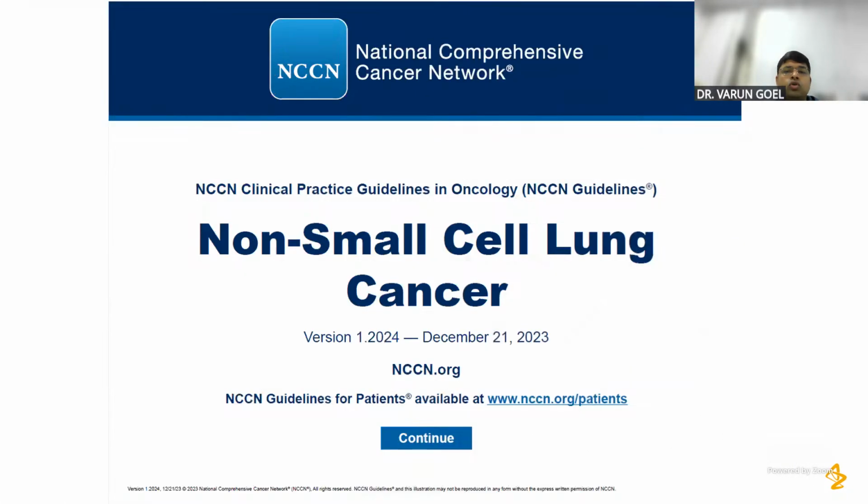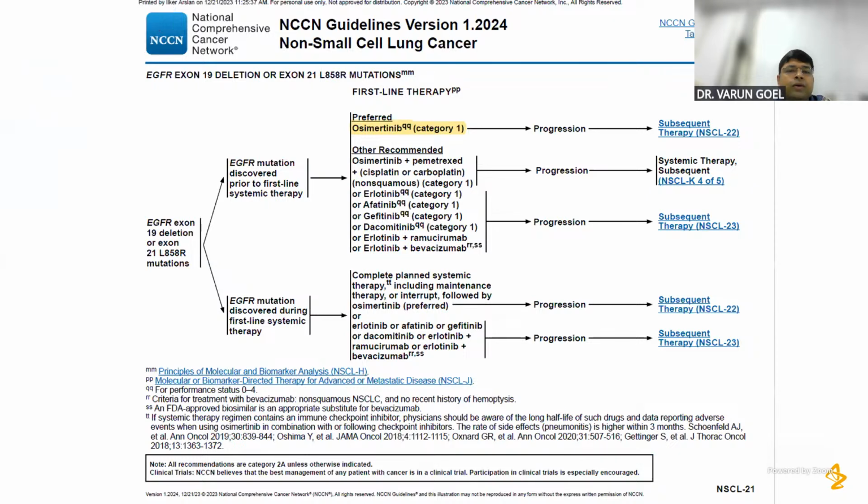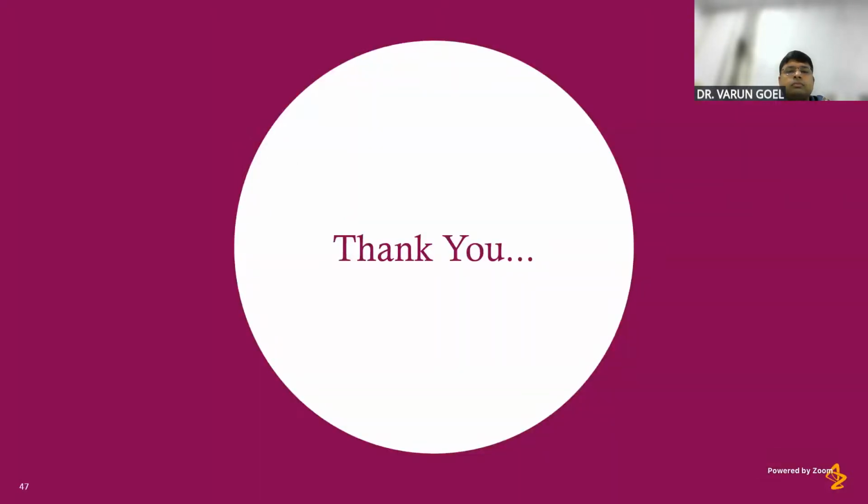So based on all this real world evidence and FLAURA trial results, different guidelines including NCCN, ESMO, all have included osimertinib as a preferred regimen as first line therapy, especially if exon 19 or 21 mutation is there. Even in uncommon mutation, this drug can be preferred. Even in CNS mets patients, this drug can be preferred. So with this, thank you.